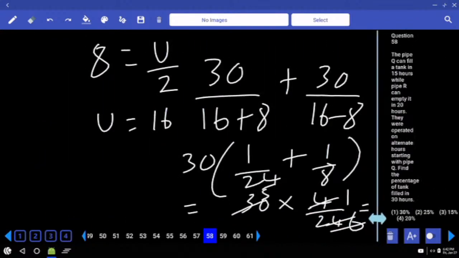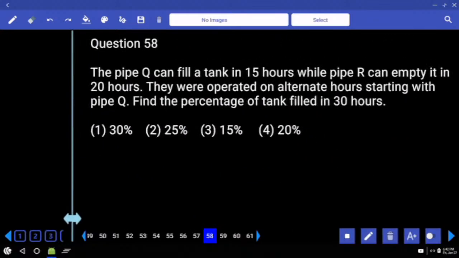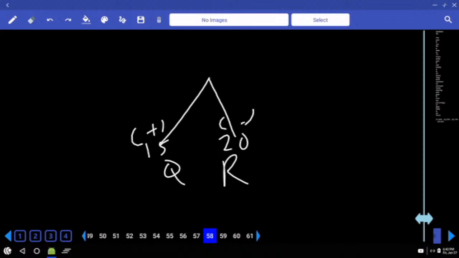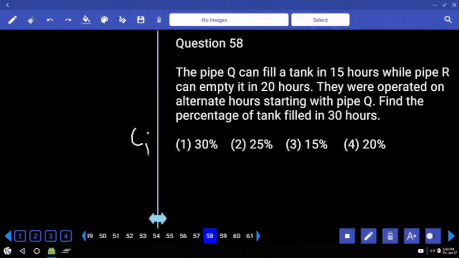Now, first of all, what are the two entities? P, Q and R. Q is 15, a positive entity, and R is 20, a negative entity. Now when you combine, I'll write it legibly: Q is 15 positive and R is 20 negative. When you take the LCM, you get 60. This is plus 4, this is minus 3. That means they are working alternately.